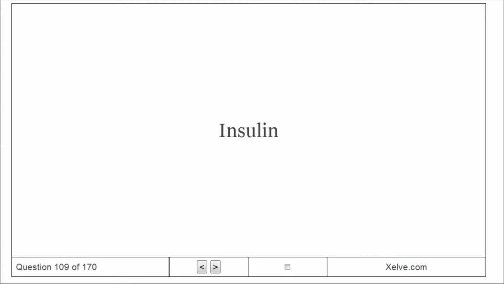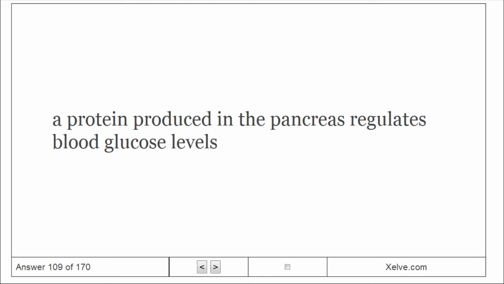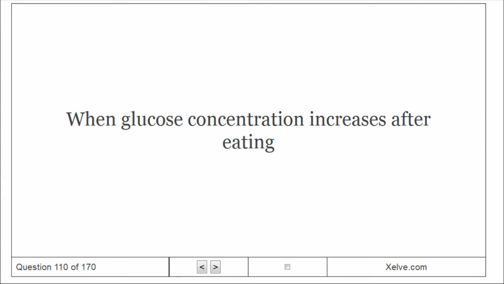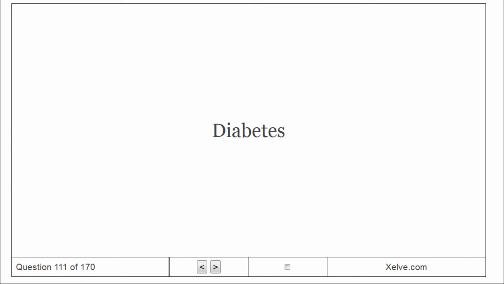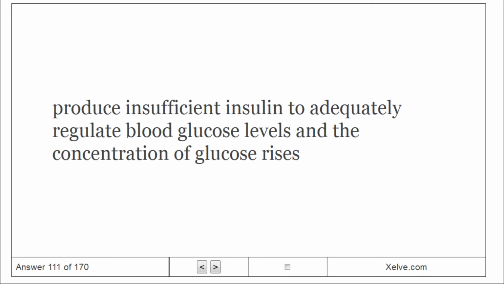Insulin, a protein produced in the pancreas, regulates blood glucose levels. When glucose concentration increases after eating, insulin stimulates the uptake of glucose in tissues and its conversion to glycogen. Diabetes: produce insufficient insulin to adequately regulate blood glucose levels, and the concentration of glucose rises.